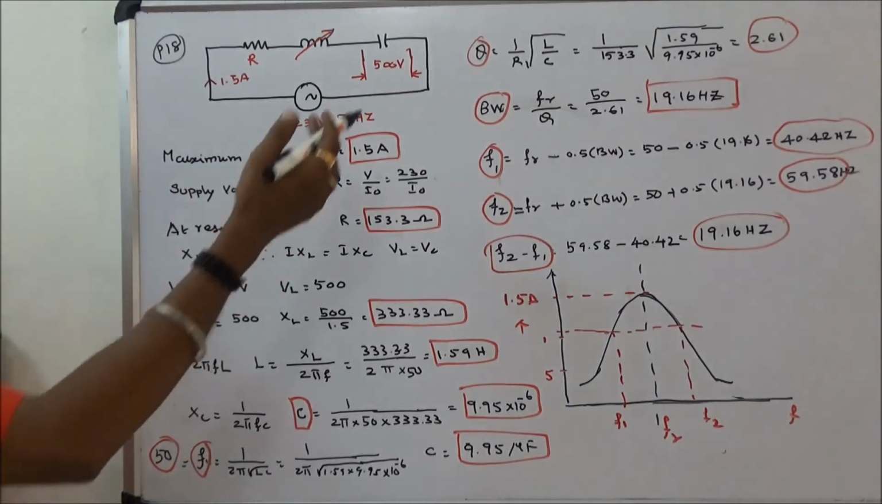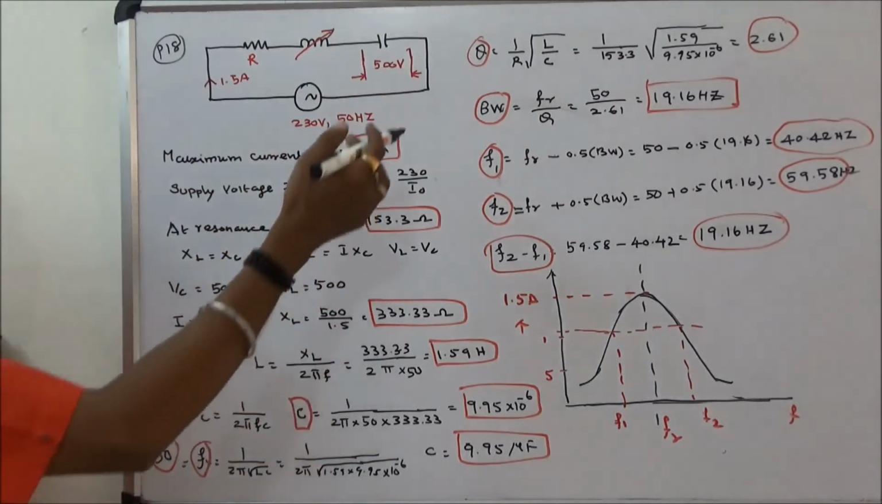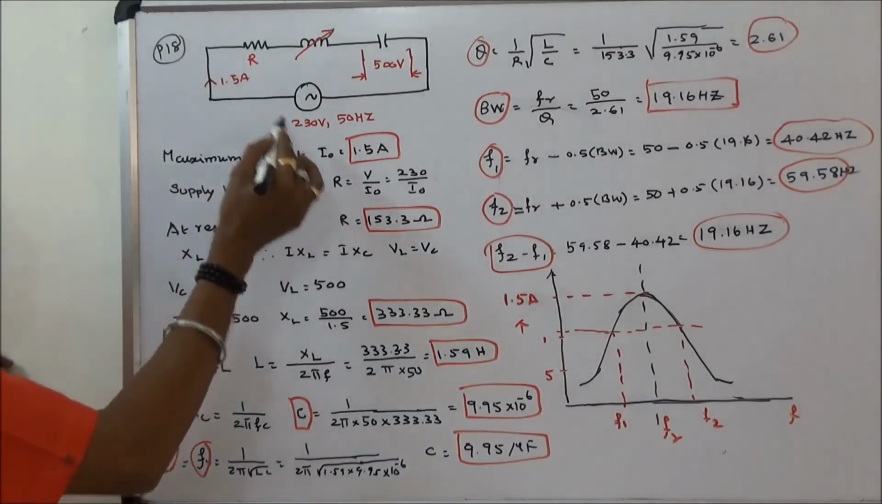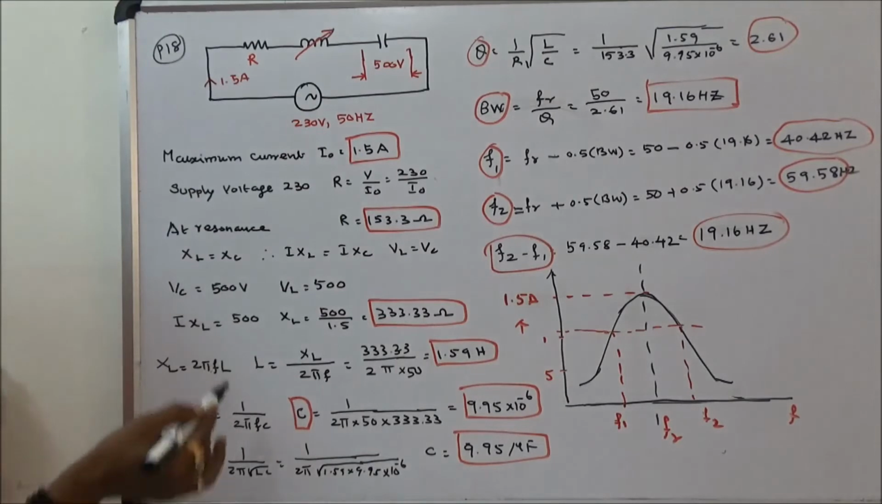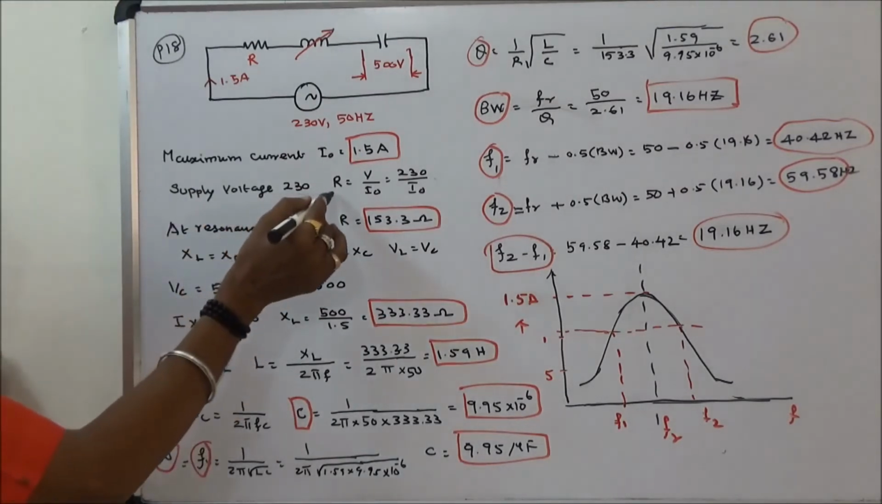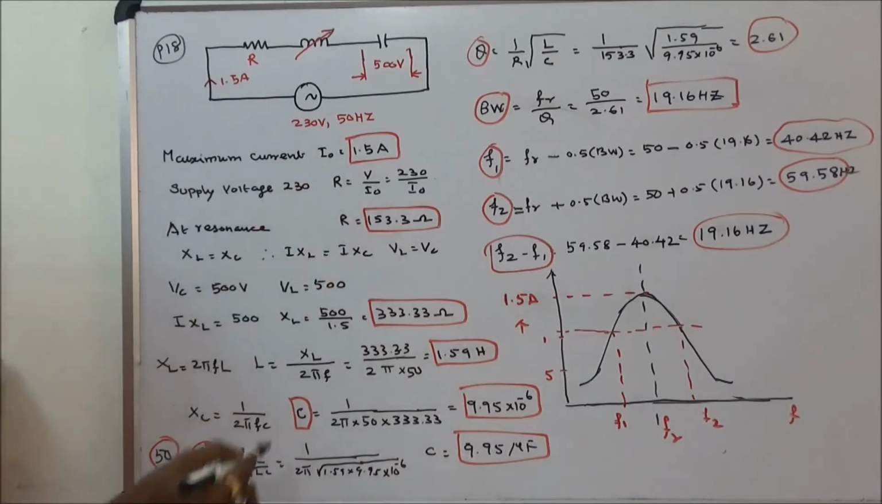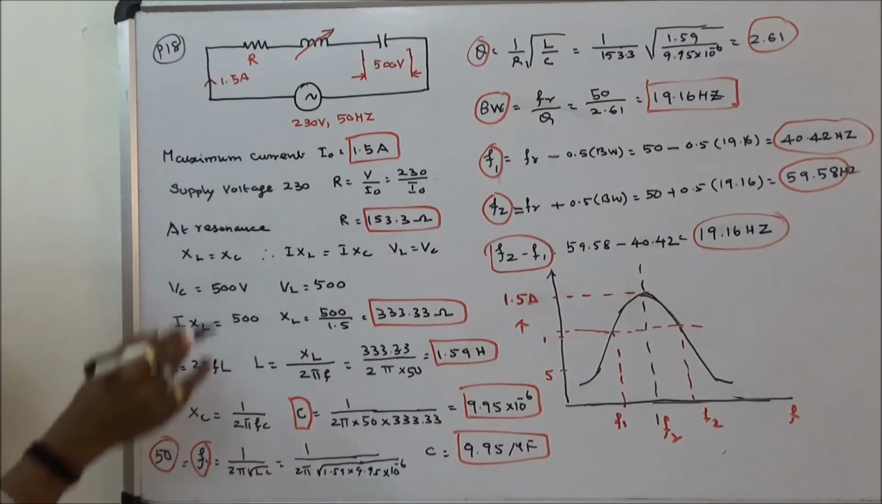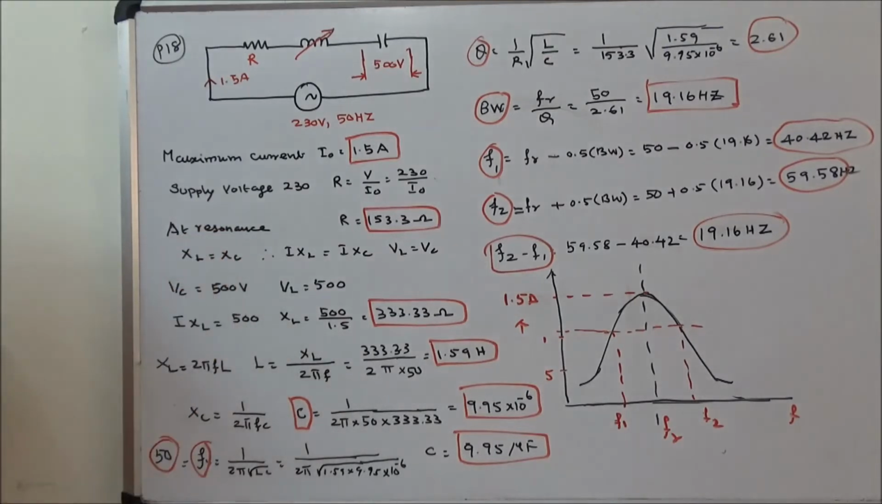Second question is calculate the quality factor. Third question is calculate the bandwidth. You know the maximum current is 1.5 amps. Supply voltage is 230 volts. I can calculate resistance. R is equal to V by I. Resistance is 153.3 ohms. At resonance, XL is equal to XC.